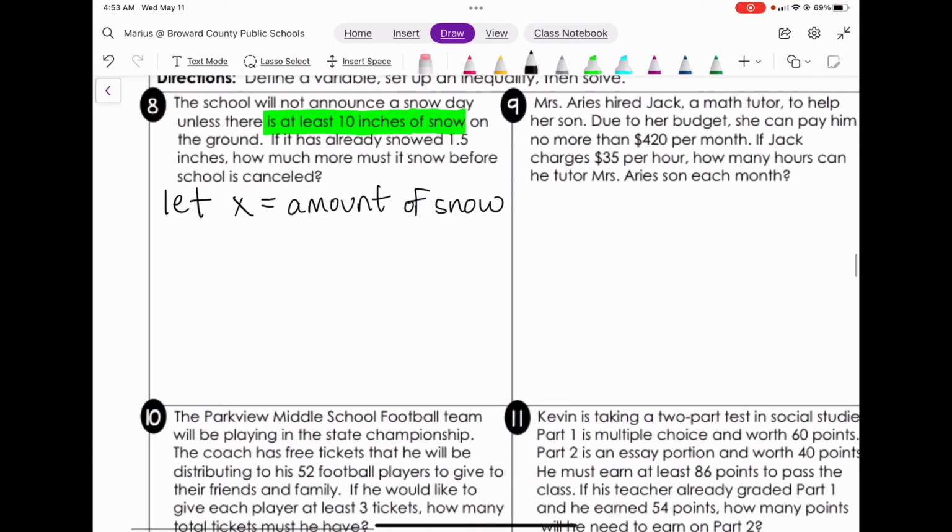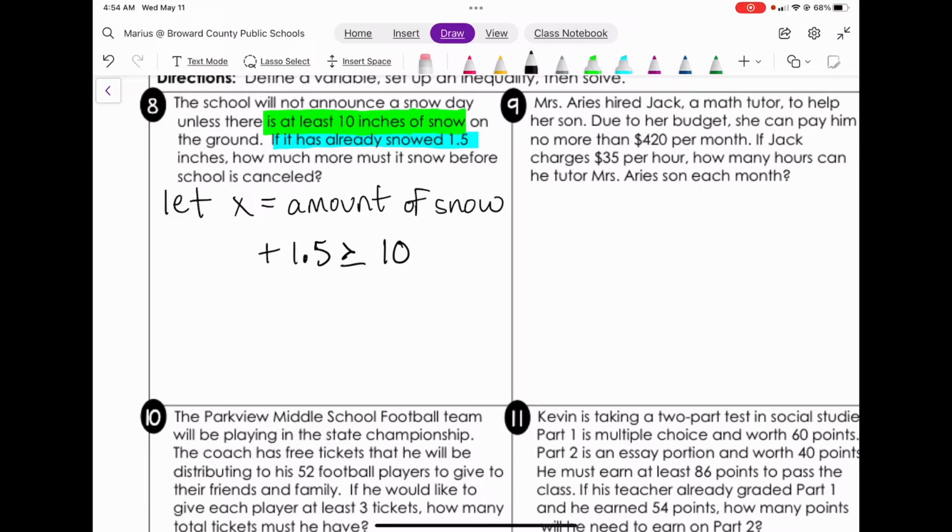All right, so going back to this. If it says is at least 10, that means that our inequality symbol is greater than or equal to, and we want 10. All right? Now, also, it says it has already snowed 1.5 inches, and says how much more snow must fall. So it has already snowed 1.5, which means the ground, right, already has it, or that area already has the snow. So that's a positive 1.5.